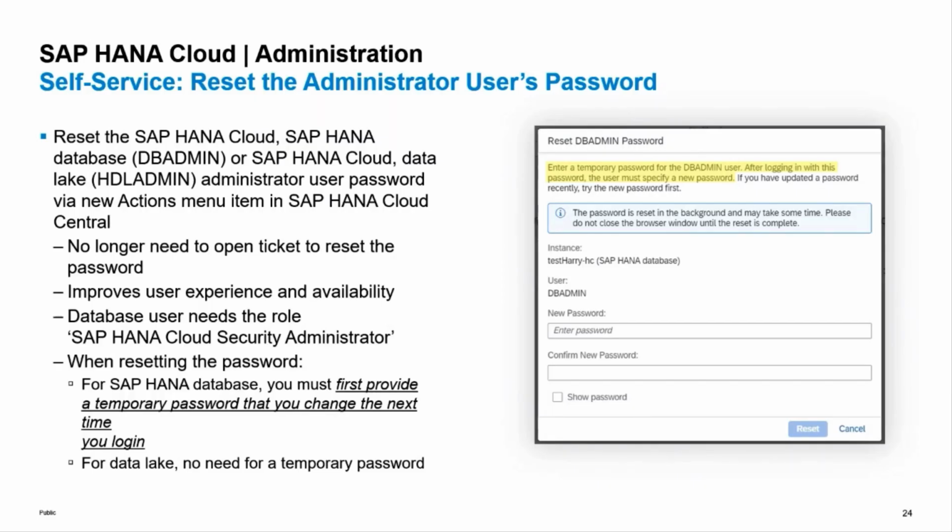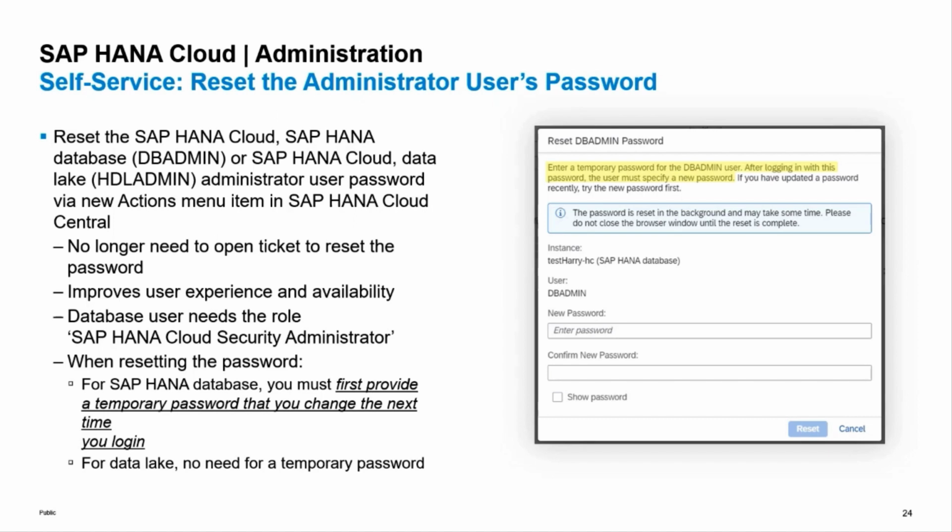The first one has to do with self-service. There's actually a couple of self-service features that we'll point out today. And the first one is the ability for you to reset the administrator user's password. This applies to both the HANA database and the data lake in HANA Cloud. More specifically, those are the administrator users that get provisioned when you create those instances. So DB admin for HANA in HANA Cloud, and HDL admin for data lake in HANA Cloud.